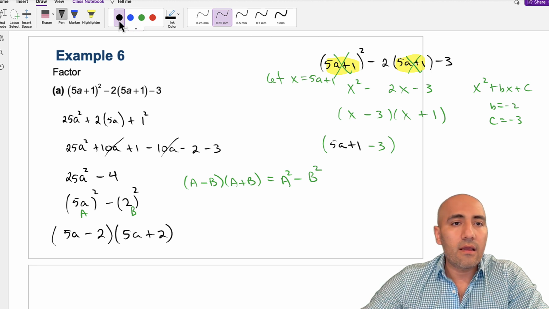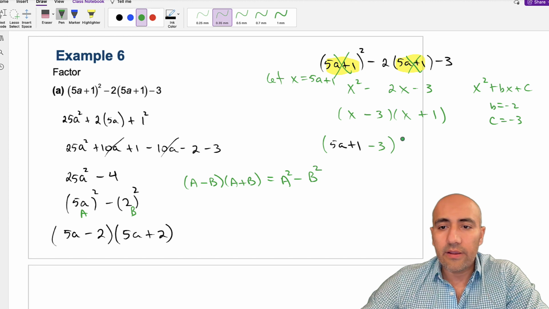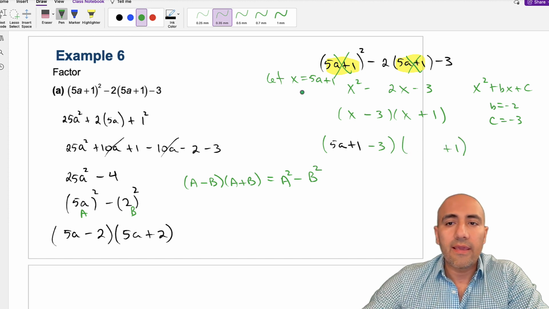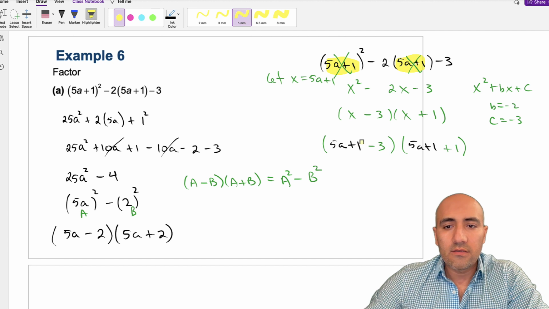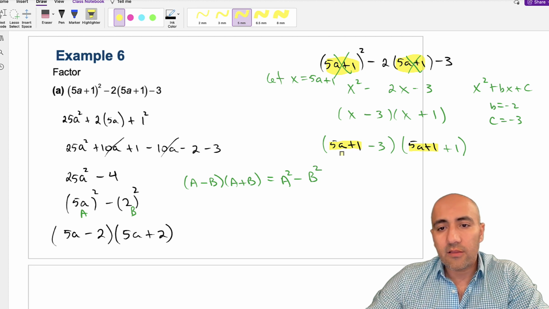And then let's go back. Okay, and then it'll be blank, blank plus 1. And I'm going to put a 5a plus 1 in there. Again, let me highlight it. So this is my x. This is my x right in there. Noticing the pattern there, now I can simplify it a little bit.